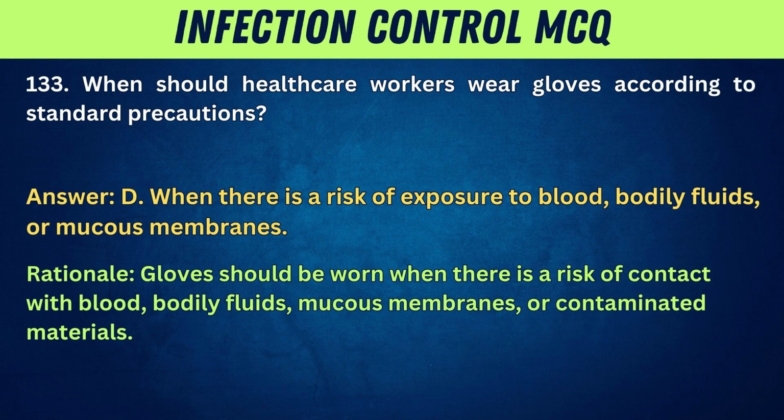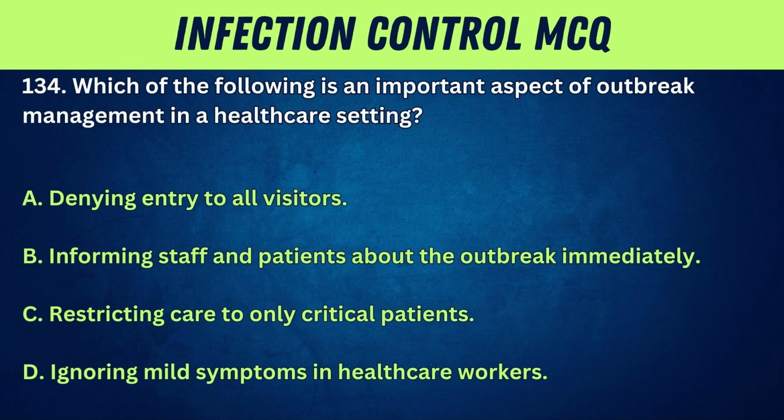Answer: D. When there is a risk of exposure to blood, bodily fluids, or mucous membranes. Rationale: gloves should be worn when there is a risk of contact with blood, bodily fluids, mucous membranes, or contaminated materials. 134. Which of the following is an important aspect of outbreak management in a healthcare setting?